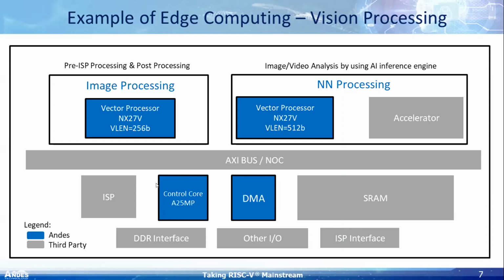In an edge device, you can have a control core like the A25MP from Andes. It's a multiprocessor which can run Linux. Of course, you would have some DMA. And then if you have some vision processing, you can choose an Andes NX27 vector, for example, with a vector length of 256-bit. You also can add some neural network processing unit. You can add your own accelerator, a third-party accelerator, or you could even use an Andes processor for this. That's just an idea to show you there is not only one core, and if there are multiple cores, how do you use them in a typical SoC?